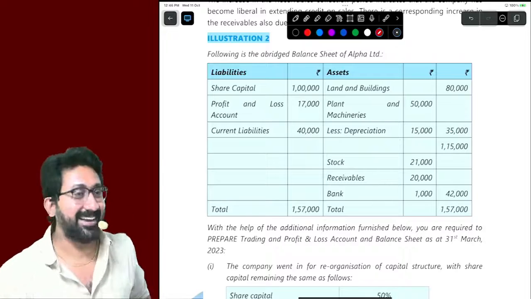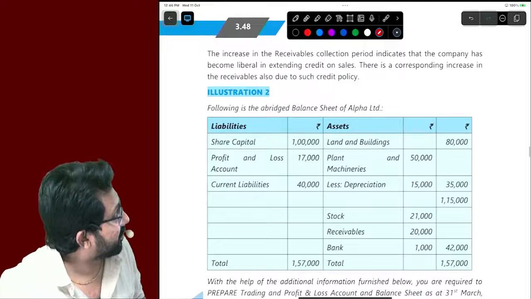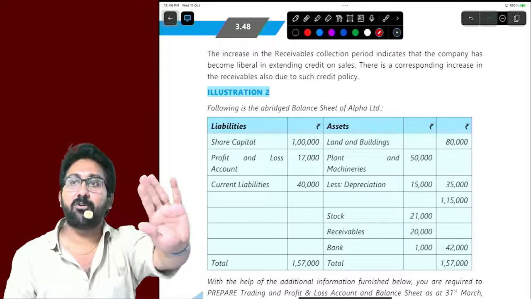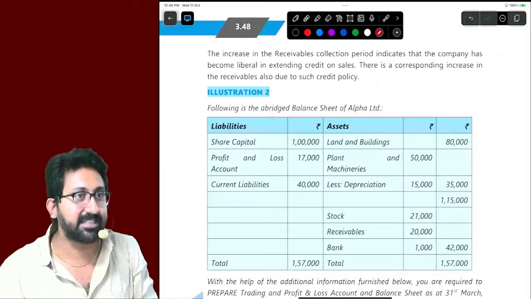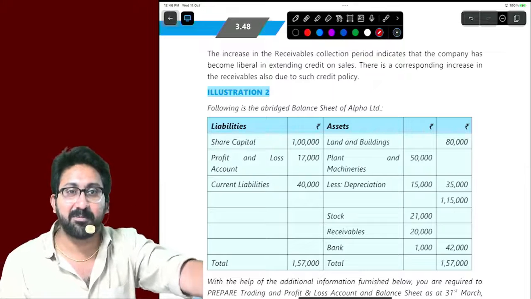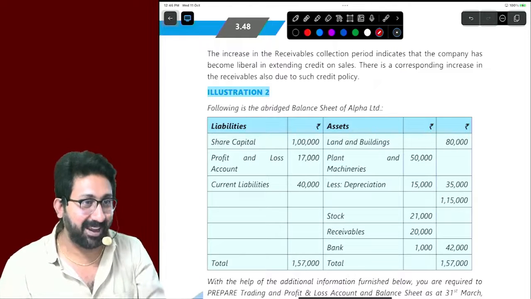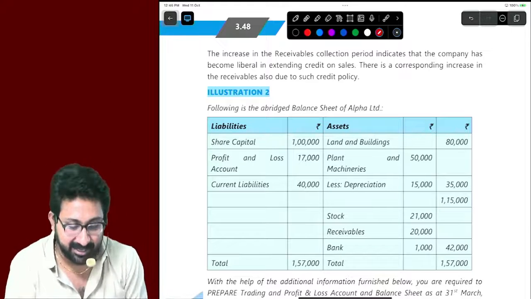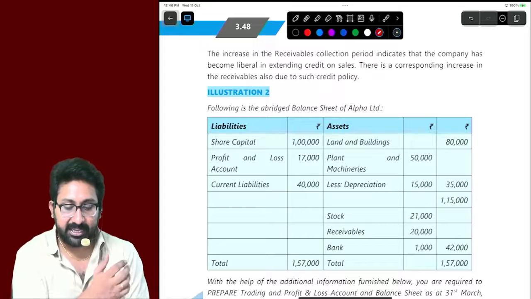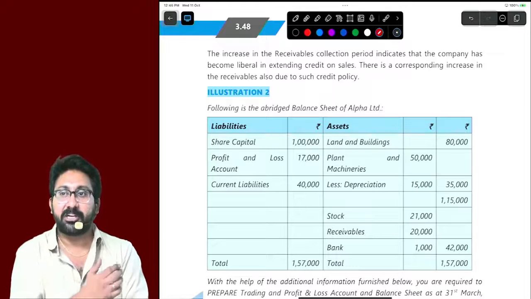Sir, okay, see here. Second question, illustration 2. We are not going to do the answer today. Analyze the answer, we will do in the next class. Like this, over a period of time, ratios will be completed. Very big chapter. So let us see. Illustration number 2. Following is the abridged balance sheet of Alpha Limited.